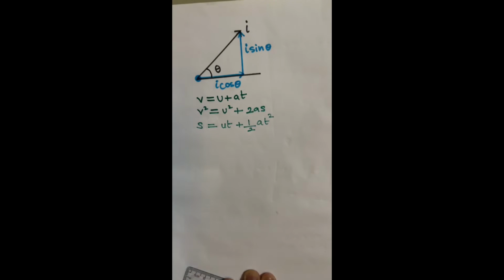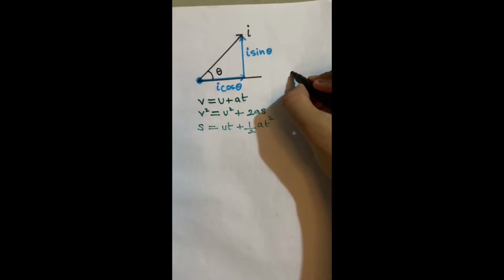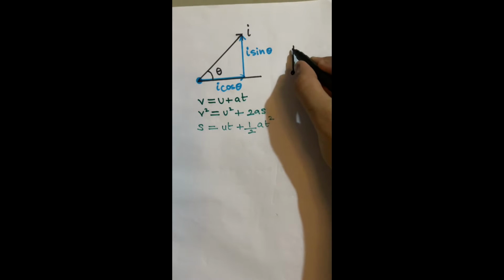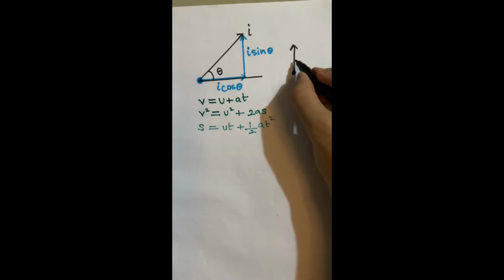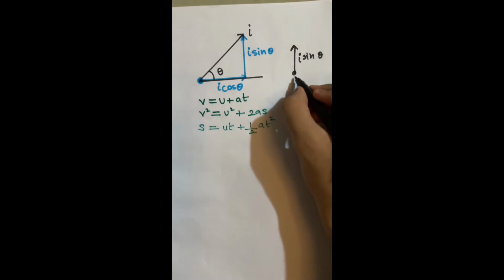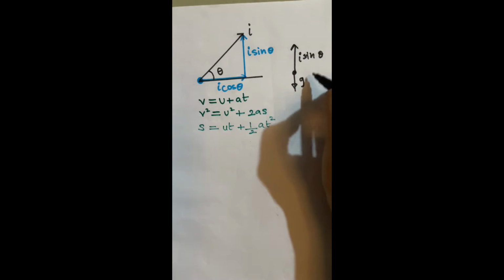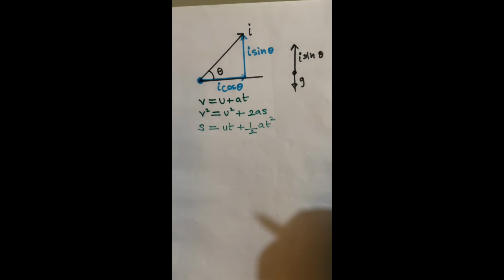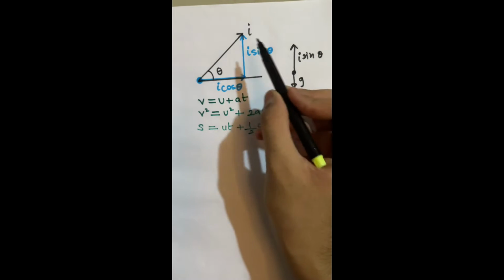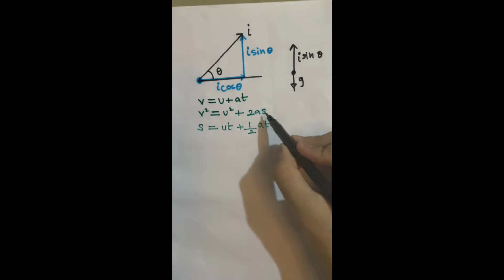I have also written down the equations of motion for the vertical vectors acting on our object. We have I sine theta, which is the vertical velocity, and we have an acceleration due to gravity g. These are the only two vertical things acting on our object, which means we can use them to calculate the maximum height and the time taken, as the motion will only end when the object comes back to the ground. Now consider this equation.